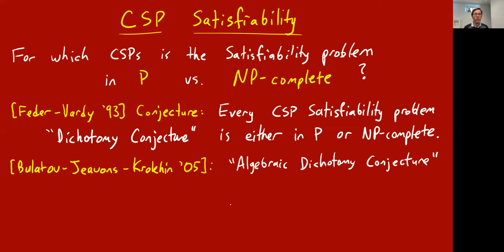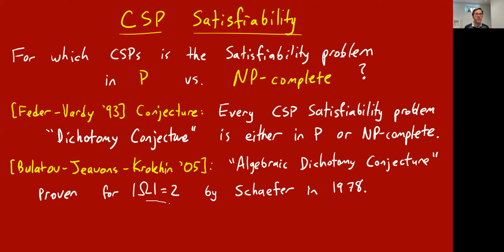So there's lots of work on this conjecture. And let's see, it was proven when the domain size is 2, back in 1978, actually before it was even conjectured, by Schaefer. I think there's 2 F's in Schaefer. This is maybe a typo. So he proved that every Boolean CSP is in P or NP complete.